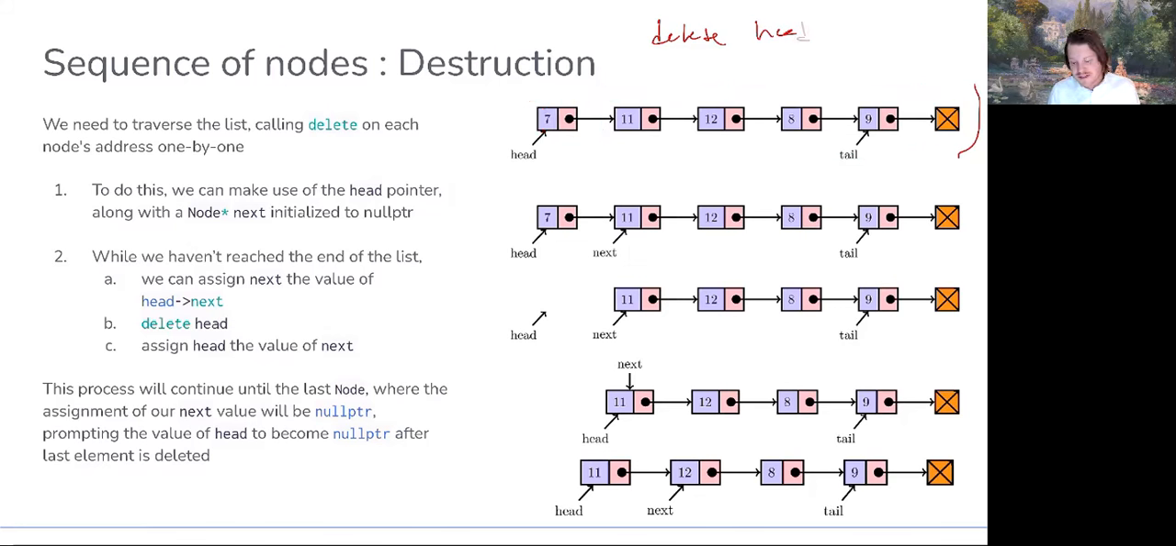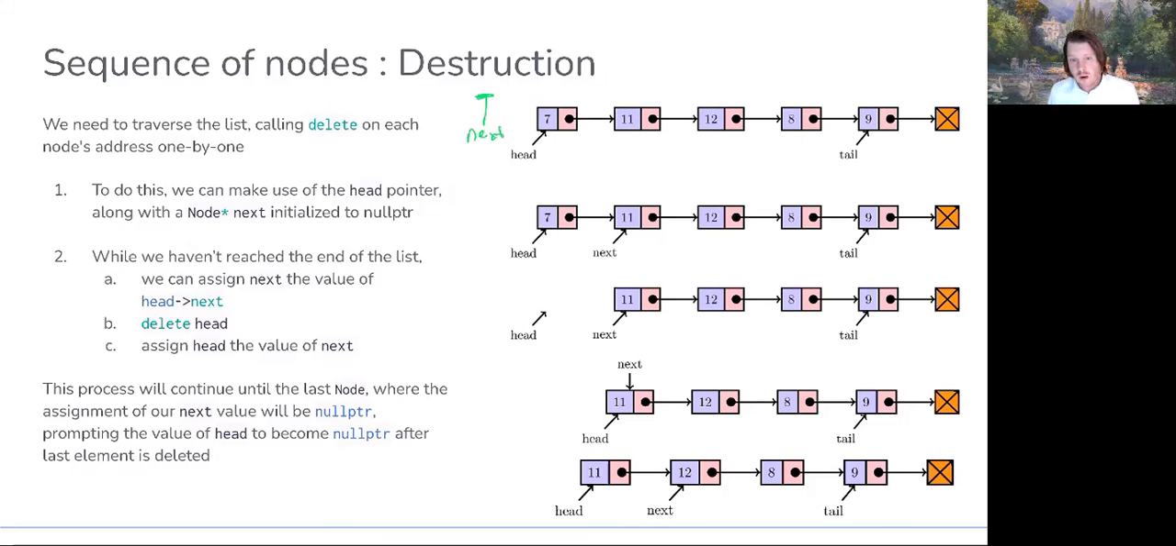So in order to destruct this sequence of nodes, we're going to have to traverse the list, visiting each and every node and invoking the delete operator on that node's address. This isn't as scary as it sounds, though. There's a pretty straightforward procedure to do this. We're simply going to make use of the head pointer along with an additional node pointer next, which will first be initialized to null pointer. So in the first diagram, we'll have this next pointer pointing to nothing.